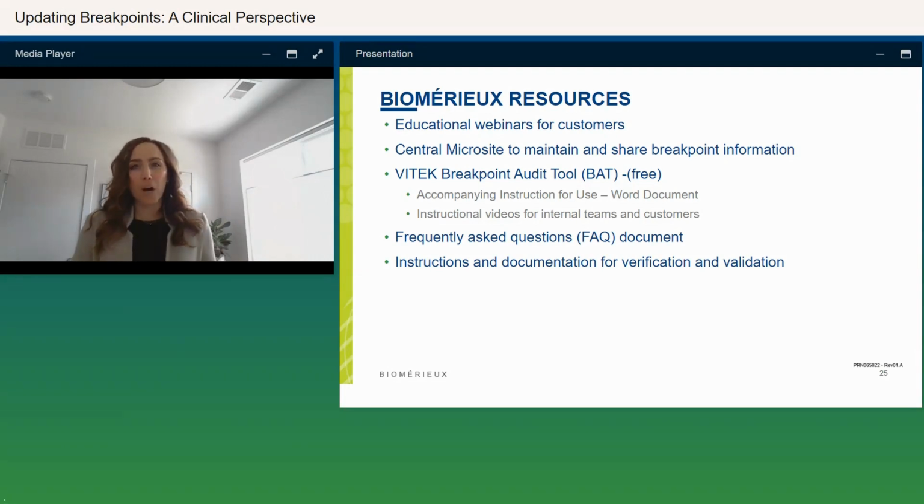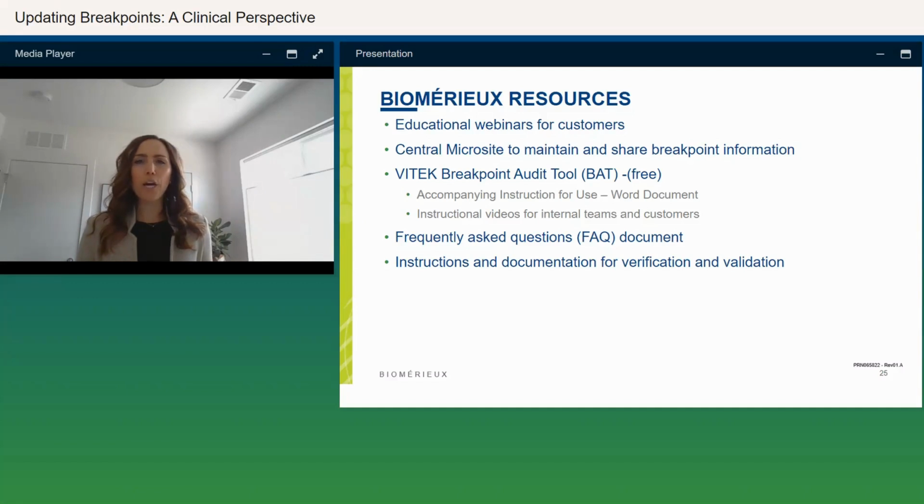We also have the Breakpoint audit tool. So we have the BAT, and then CLSI is formulating what they call the BIT. So there will be other resources coming from CLSI on establishing current breakpoints in use and updating them. Our BAT tool is going to be specific to Vitek. However, it will be an opportunity and a way for you to actually update it with other methodologies such as disk diffusion and E-test if you use those methods in your lab. So it can be a comprehensive document. And we'll have instructions for use on that and more webinars when those documents become available in the coming weeks.